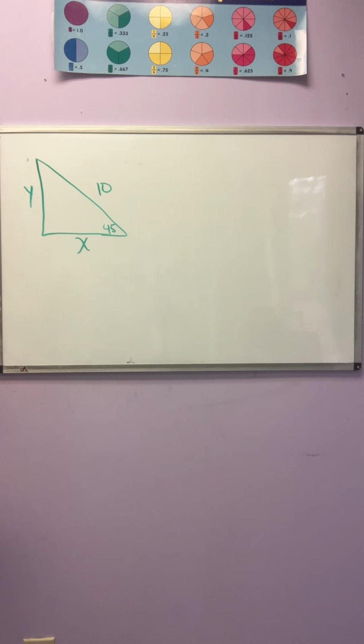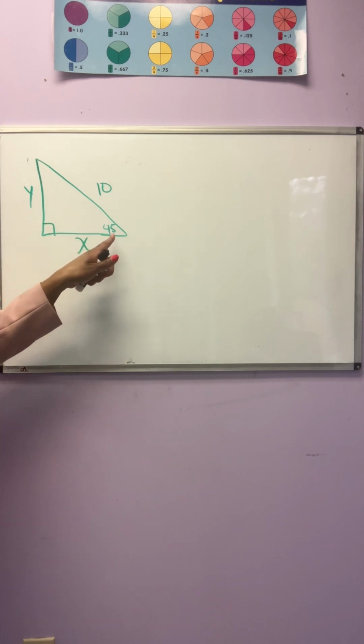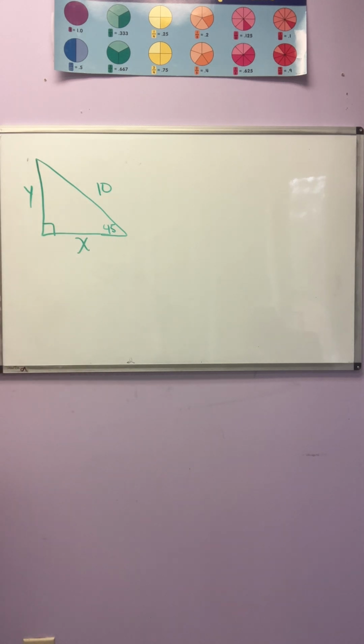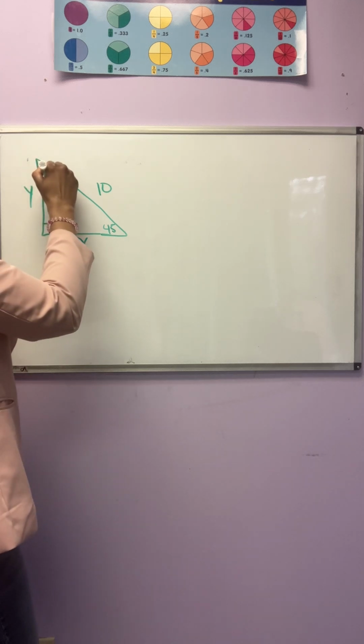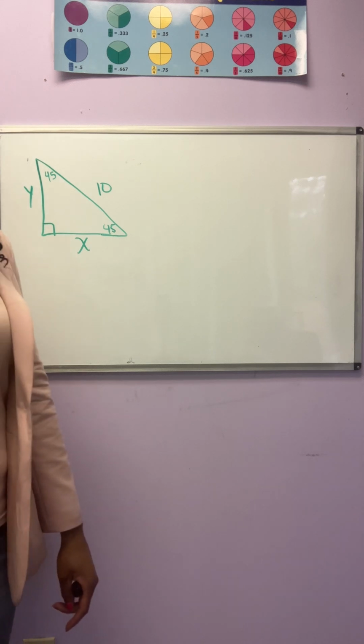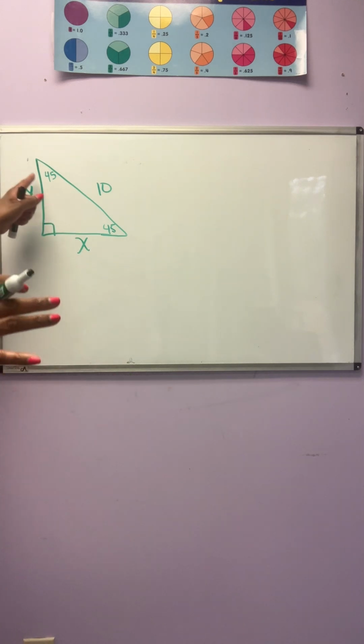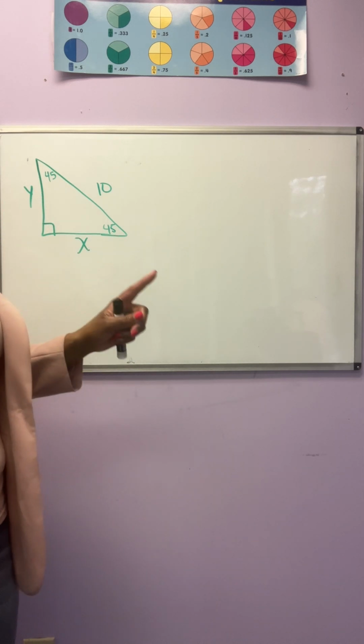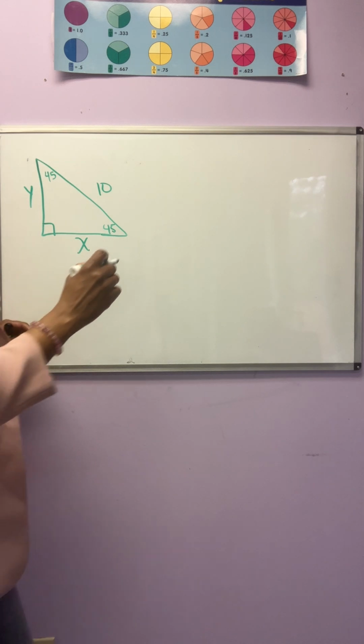Okay, so this is a right triangle, and we know it's a 45, 45, 90 because if this is 90 and this is 45, that's 135. We need to have another 45. Sometimes they won't even write the degree. They might just put a marking or tell you it's an isosceles triangle. If they tell you it's an isosceles triangle, then that means the two angles are 45, 45. So just something to be aware of.